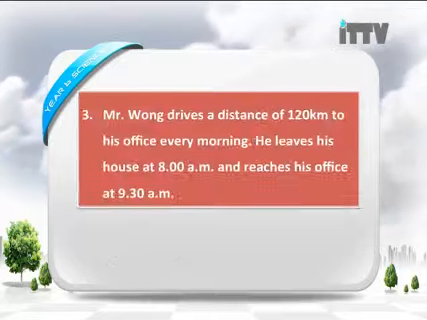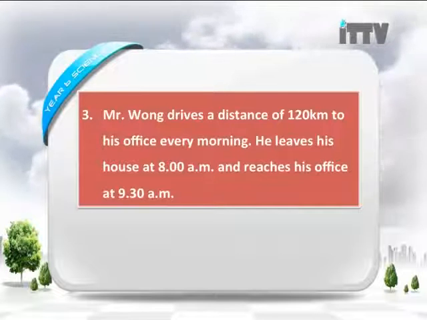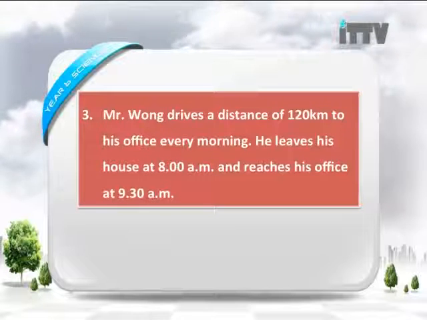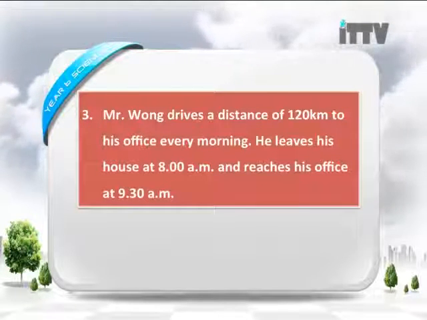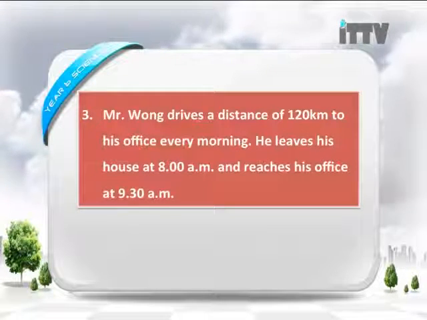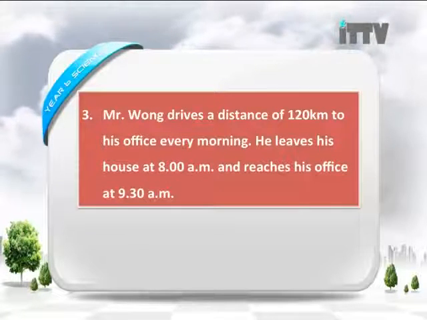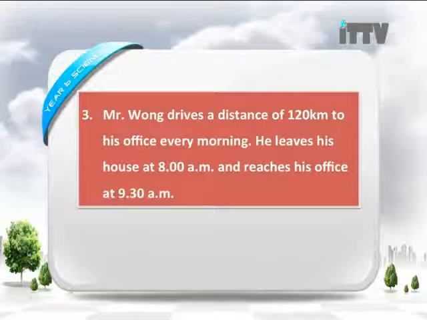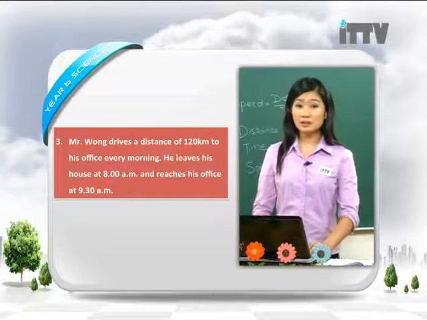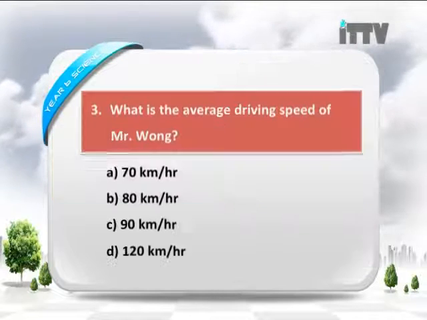Take a close look, children. We are given a distance of 120 kilometers. Write that down. What about the time? Are we given the time to travel 120 kilometers? Yes, he leaves at 8 and reaches at 9:30. So, how long did he take to travel 120 kilometers? 9:30 minus 8 a.m., we get 1.5 hours. So the distance is 120 kilometers and the time required was 1.5 hours. So how do we calculate?